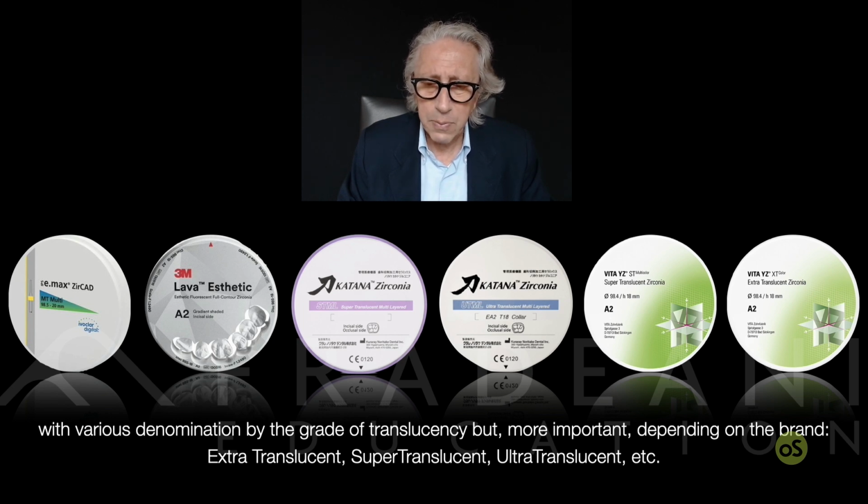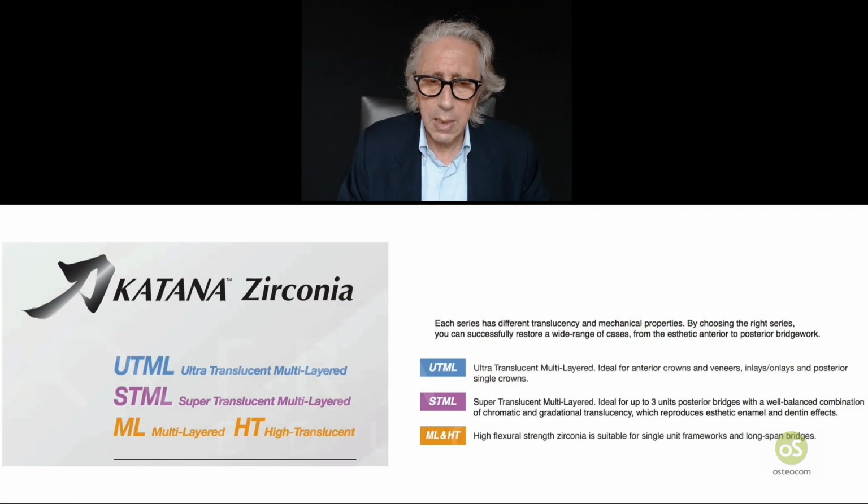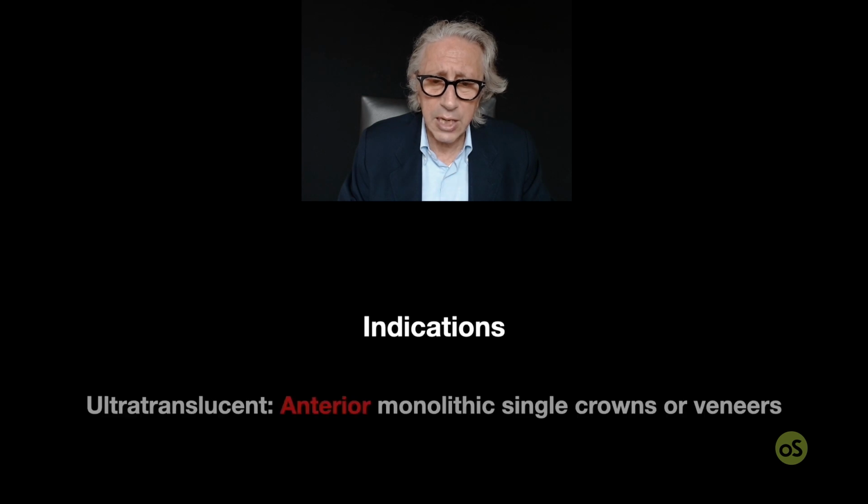Anyway, just to indicate how much the translucency of this material can improve, we use the Katana zirconia. The UTML is the ultra translucent multilayered. You can use this on anteriors with 450 megapascal flexural strength. Then the STML is about 750. It can be used for posterior restorations, single restorations, and also a 3 unit bridge is possible. ML with the IT translucency will be 1200 megapascal. It can be used for even one arch. So that is more or less what the indications are.